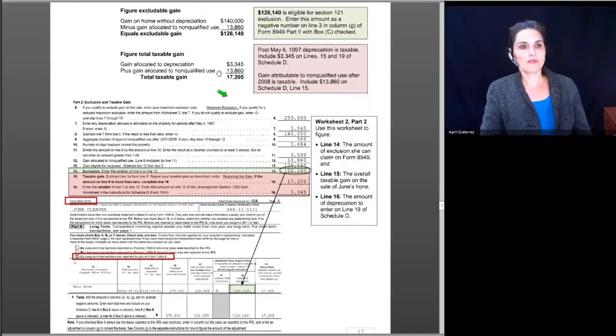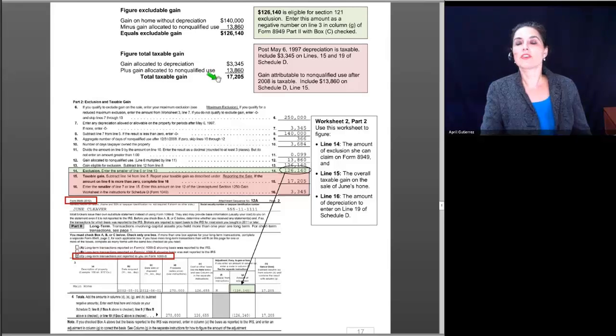She's then going to go over to figure how much of the total gain she has that's going to get taxed. And the total gain that's going to get taxed is comprised of two parts. One is the gain attributable to the non-qualified use, and the other is the gain attributable to recovery of depreciation that has been claimed after May 6, 1997. So we take the depreciation, we add the taxable gain, and we've got the total taxable amount for June on her tax return.